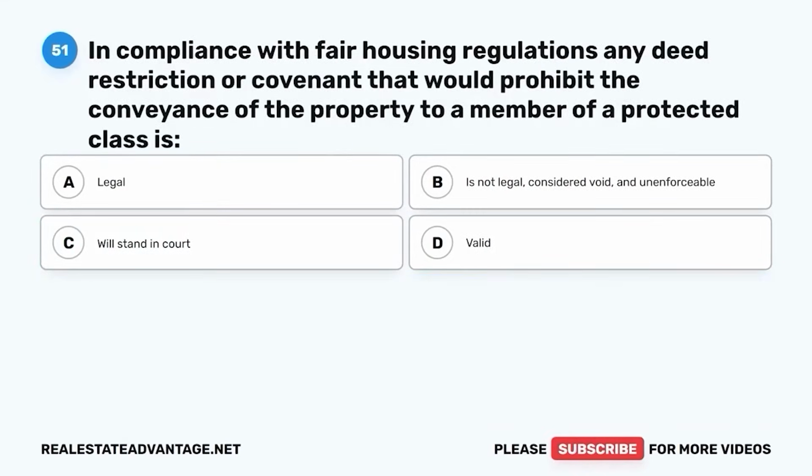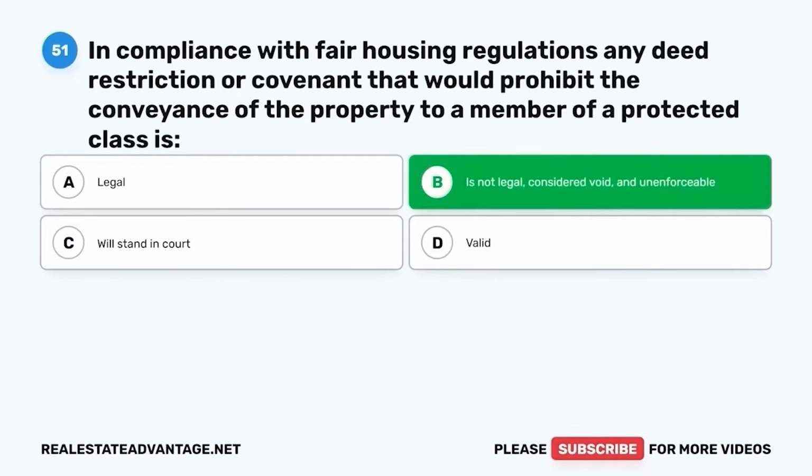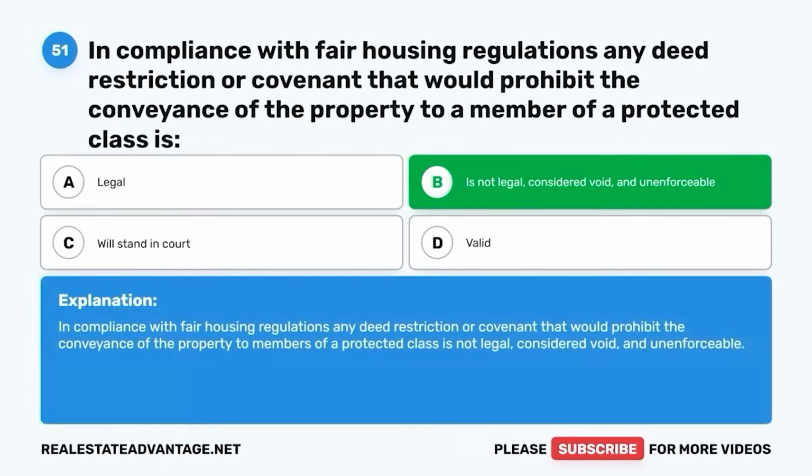Question 51. In compliance with fair housing regulations, any deed restriction or covenant that would prohibit the conveyance of the property to a member of a protected class is: A. Legal, B. Is not legal, considered void, and unenforceable. C. Will stand in court. D. Valid. The correct answer is B. Is not legal, considered void, and unenforceable. In compliance with fair housing regulations, any deed restriction or covenant that would prohibit the conveyance of the property to members of a protected class is not legal, considered void, and unenforceable.